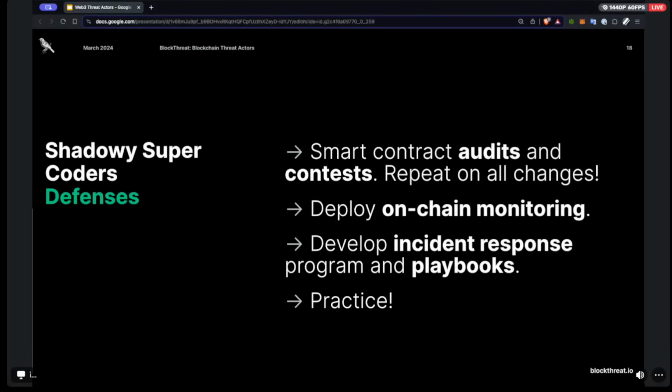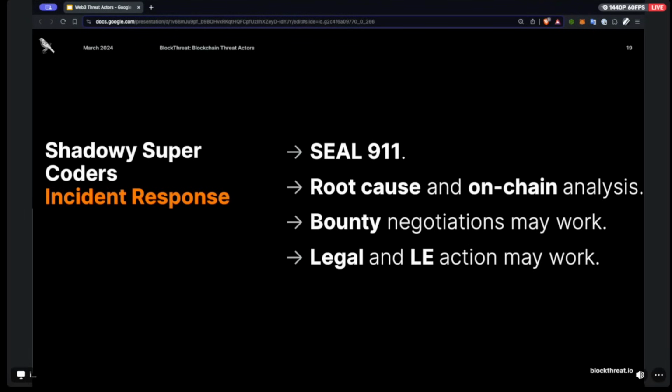Practice whatever you build and think that you should do, practice it. The incident response should definitely be there. If you're not familiar, look at SEAL 911, the Security Alliance. Do the root cause analysis, understand how you got hacked. Do the on-chain analysis.